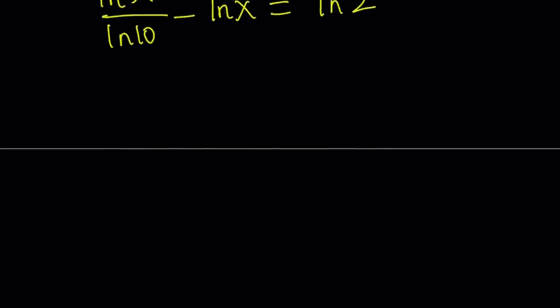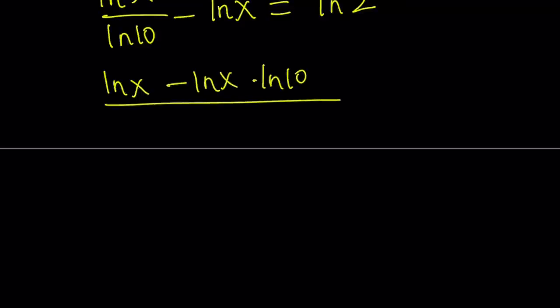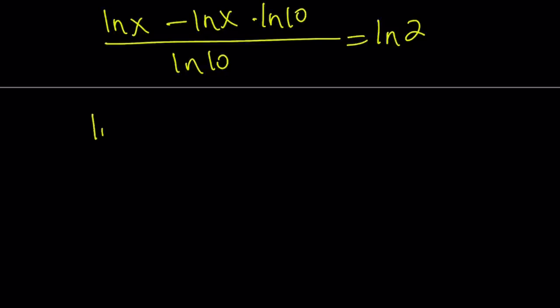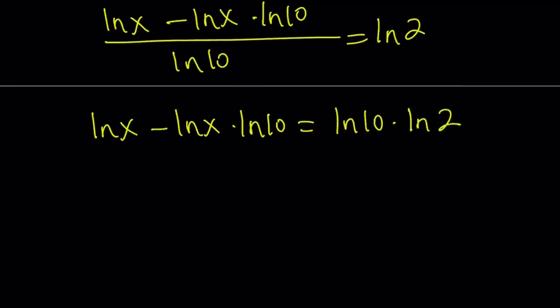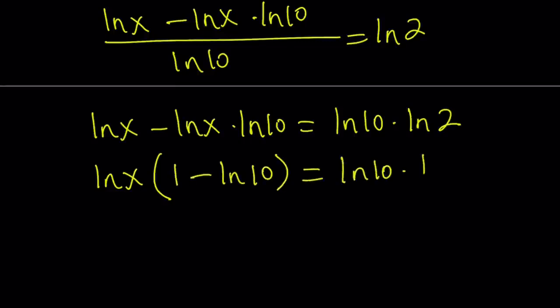We can take out ln x, but let's first make a common denominator. Ln x minus ln x times ln 10, divided by ln 10, equals ln 2. And then cross multiply. Ln x minus ln x times ln 10 equals ln 10 times ln 2. Okay, ln 10 does not equal 1. Be careful. Log 10 is equal to 1 because it's base 10, but this is a different base. Make sense? Now let's take out ln x. We can factor, and we get ln x times (1 minus ln 10) equals ln 10 times ln 2.